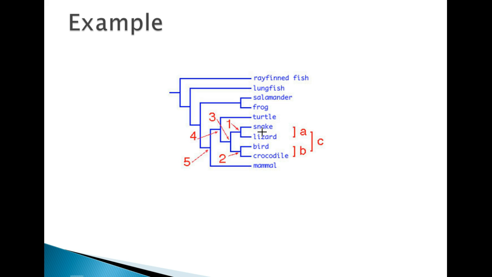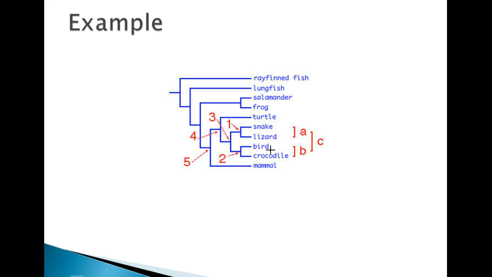Likewise, bird and crocodile are sister taxa. So here are bird and crocodile right here. They are members of clade B, who share a common ancestor at node 2. So snake and lizard share a common ancestor at node 1. Bird and crocodile share a common ancestor at node 2. Note also that clade A and B are sister taxa. So these two would be considered sister taxa, clade A and clade B.